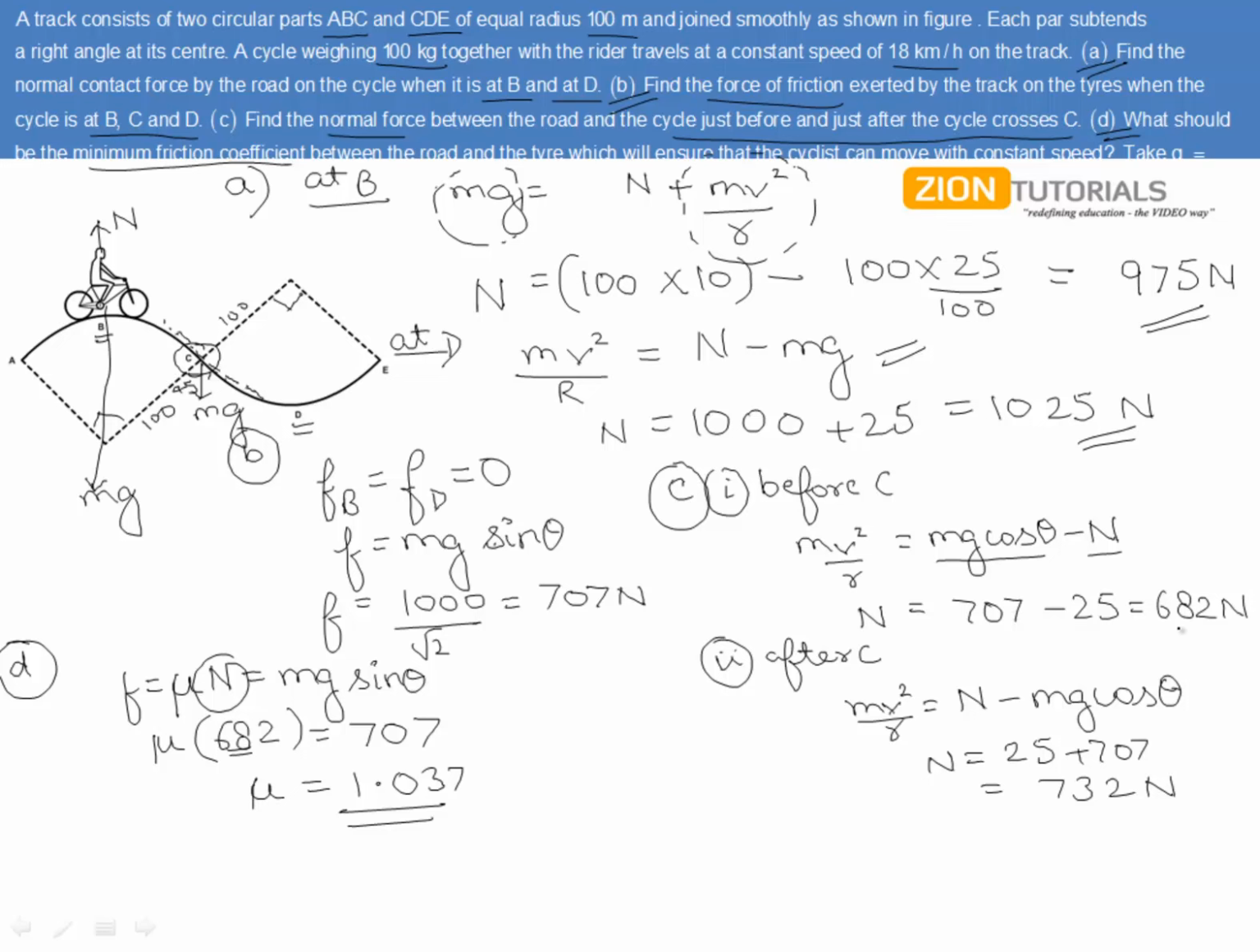Now friends, you might note that I have taken the normal reaction as 682 when the cyclist is just before C. It is because the normal reaction here will be mg cos theta minus mv square by r, while here it will be mg cos theta plus mv square by r. So at C, the normal reaction lying in the part ABC will be less than CDE. So this will be the least normal reaction in the whole of the path. So if we balance this normal reaction with the frictional force, then we will be able to balance every force in the path ABCDE.